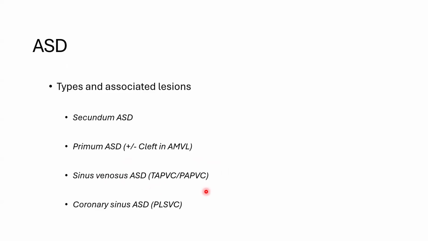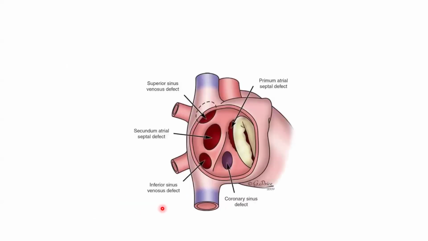And then finally, we talked about the coronary sinus ASDs, which are usually a connection between the coronary sinus, which is a structure, and the posterior aspect of the left atrium, and that connects into the left atrial chamber. And they tend to be associated with a persistent left SVC. So this illustrates what I've talked about: the superior sinus venosus ASD, the secundum ASD, the inferior sinus venosus ASD, the coronary sinus defect, which we see over here.